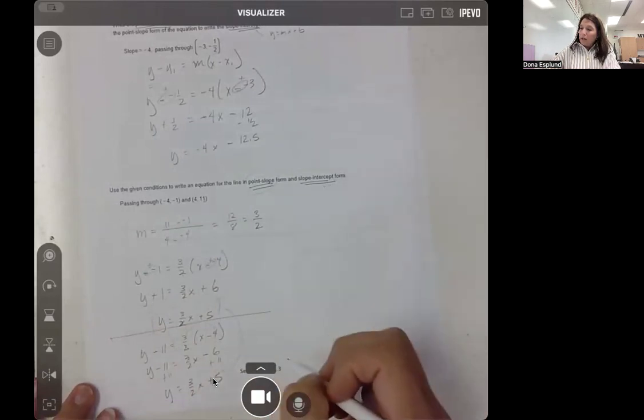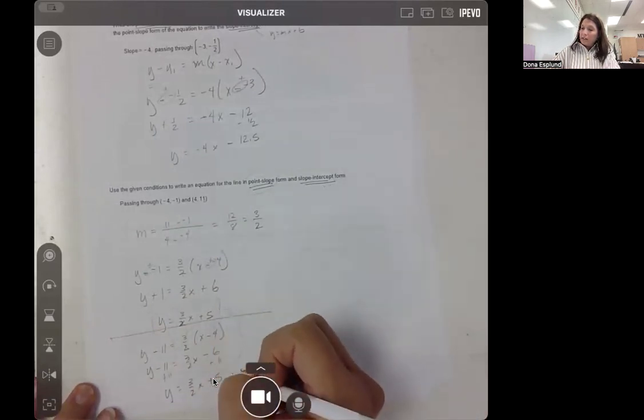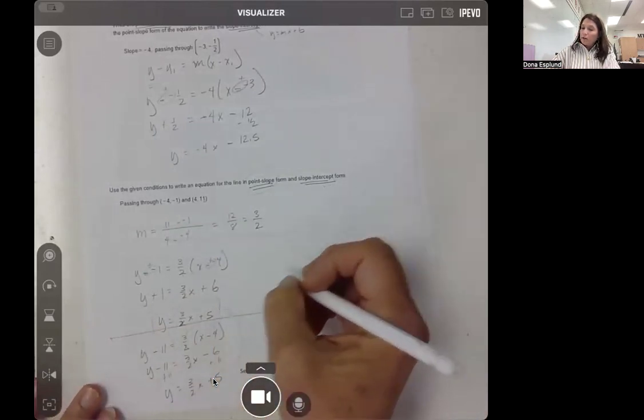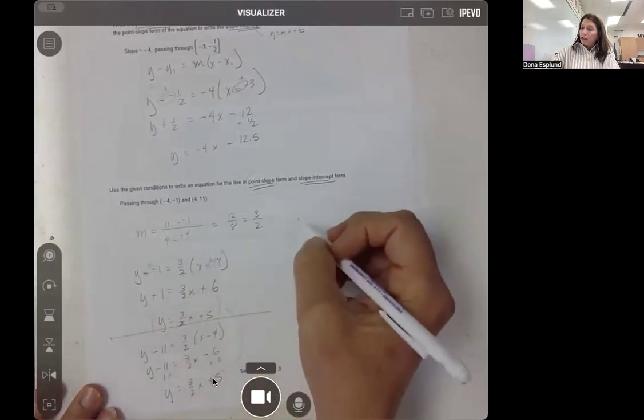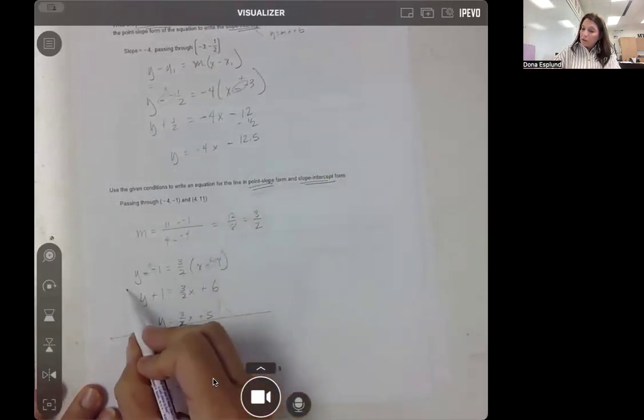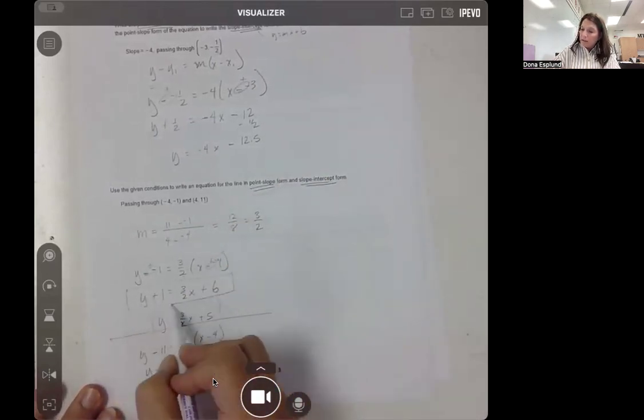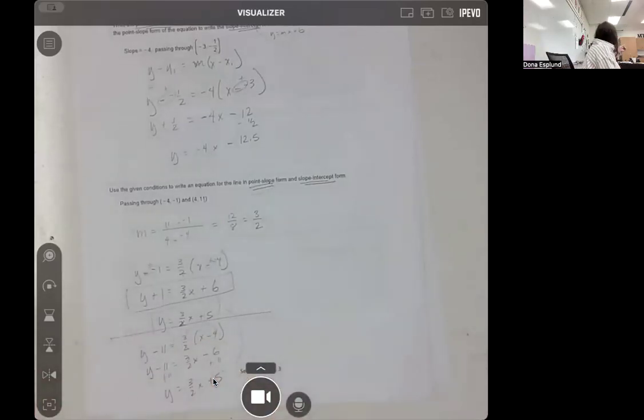Now, on this one, this is going to be the slope intercept form. And when I go back to the point slope form, that's going to be this form here.